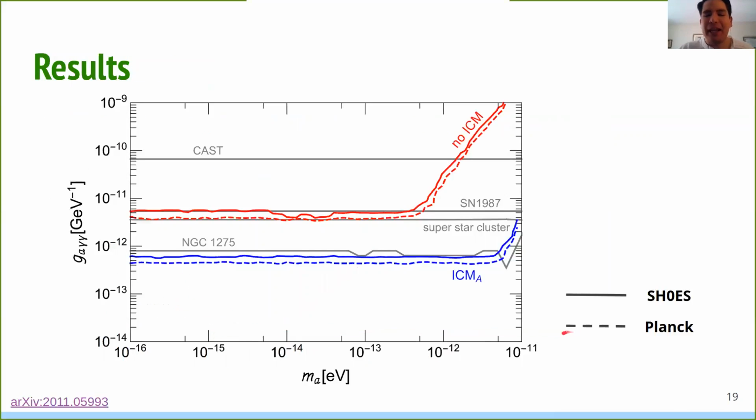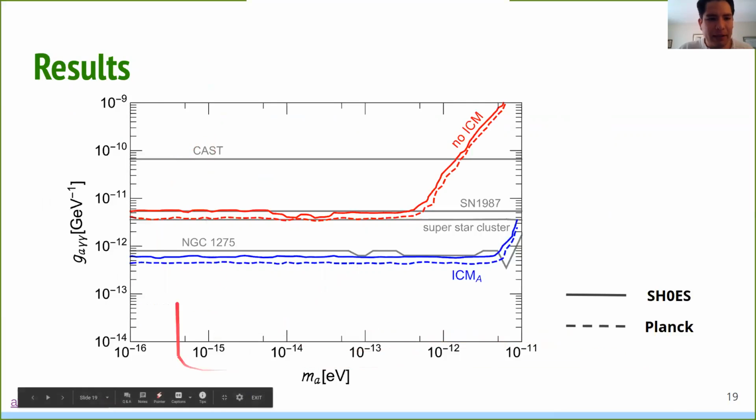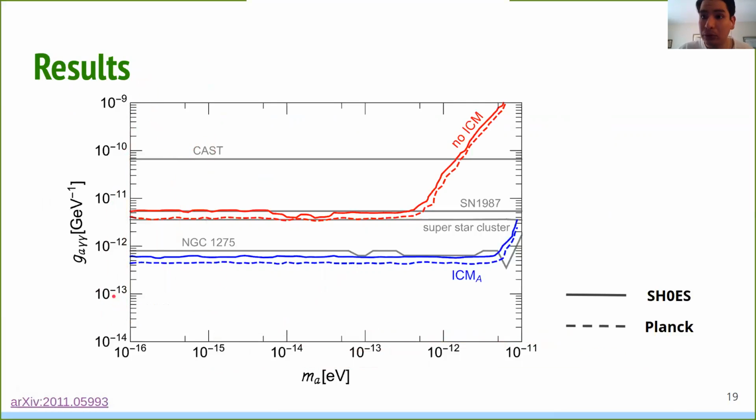So here is the axion parameter space, the mass of the axion in electron volts and the coupling to photons, inverse GeV. In gray, here's a bunch of bounds from other measurements, such as CAST or supernova 1987. And in color is our results. So please ignore for now the blue lines. Let's focus on the red lines here.